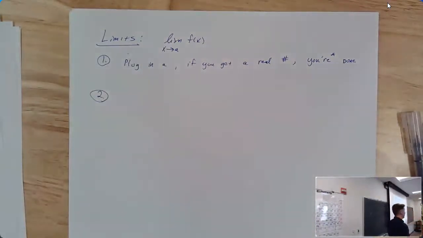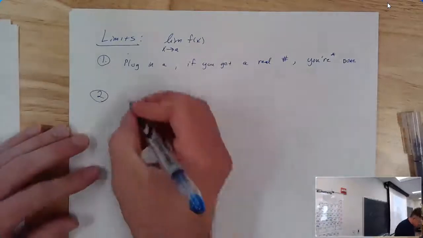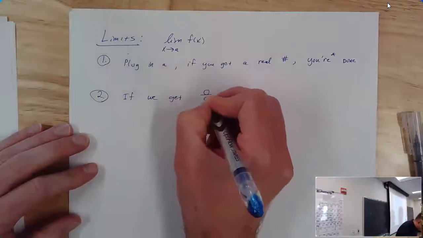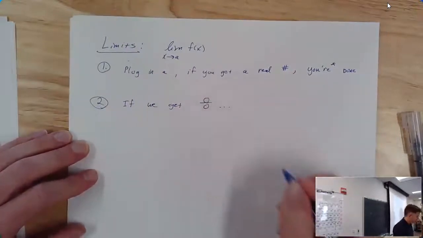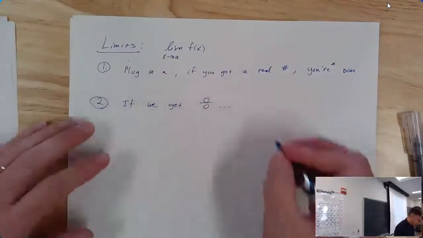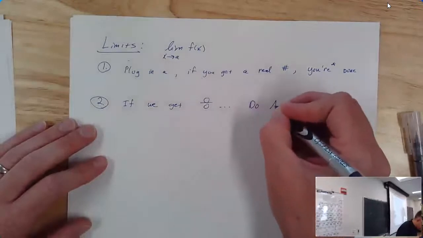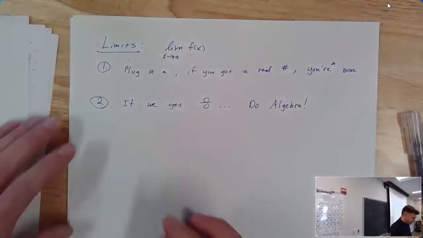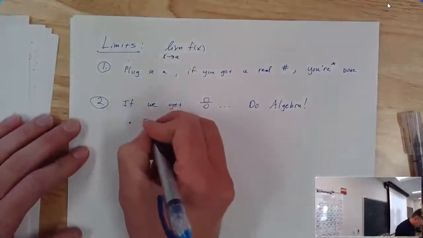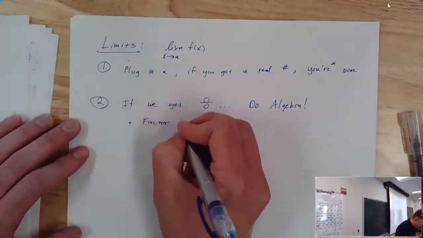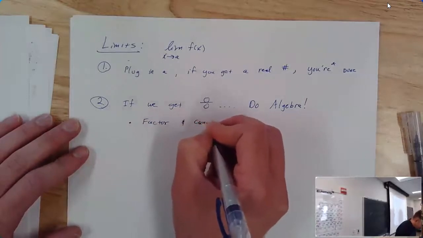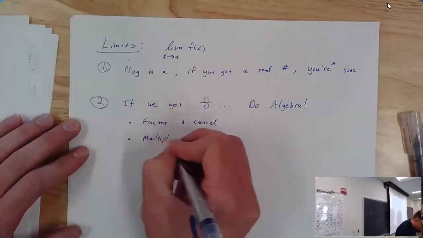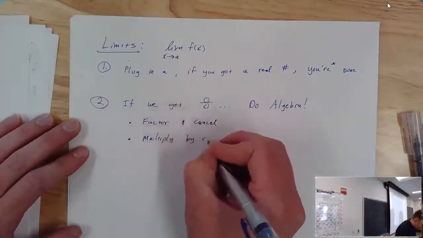A lot of the times we get 0 over 0. So if you get 0 over 0, what do you do? You do algebra. Meaning you could factor and cancel. We did a lot of that. Or maybe you might need to multiply by a conjugate and then factor and cancel. There's almost always some factoring and canceling.